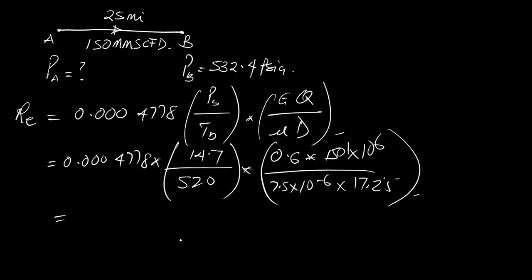So 0.00047778 times bracket open 14.7 divided by 520 bracket close times bracket open 0.6 times 150 times 10 raised to power 6 divided by 7.5 times 10 raised to power minus 6 divided by 17.25 equal to, this is equal to 9,396,201. So this is our Reynolds number.